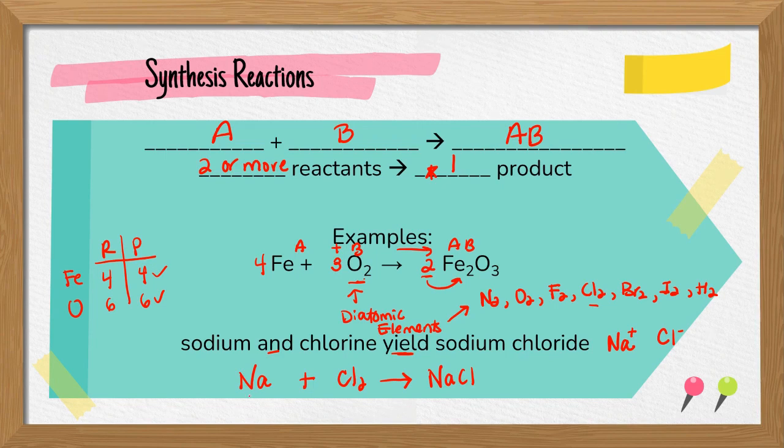Okay, looking at it, sodium looks good, 1 and 1, but chlorine, we have 2 over here in the reactant, so let's put a 2 in front of the sodium chloride. But now we have 2 sodiums, so to balance it, we're going to put a 2 in front of the sodium. Optional, up to you. You can put a 1 here, or you can leave it blank. If you don't write it, we know that you want it to be a 1. Okay, so those are synthesis reactions. You take 2 or more things, you put it together, and you make one product.